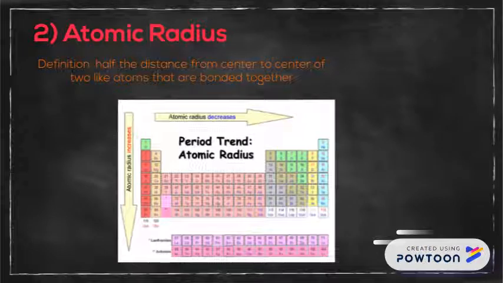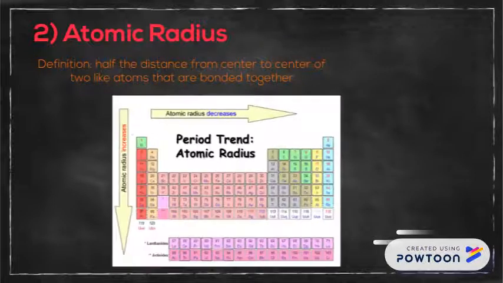Atomic radius increases as you move down a group. As you proceed from one element down to the next in a group, another principal energy level is filled. The addition of another level of electrons increases the size or atomic radius of an atom.